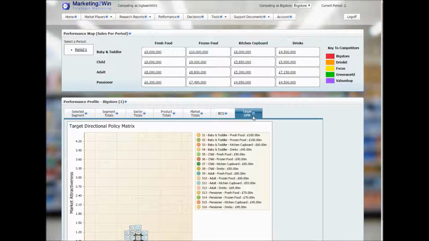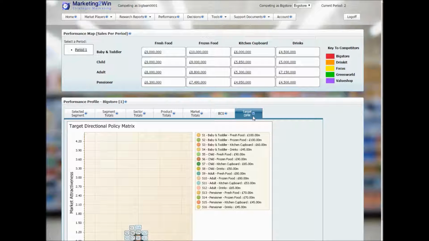So after reviewing your performance, you then need to have a really good discussion in your team about the strategy, and what the strategy should be. You need to think particularly about where we are going to compete in this marketplace, how we are going to win, and how we are going to beat the competition in those chosen segments.